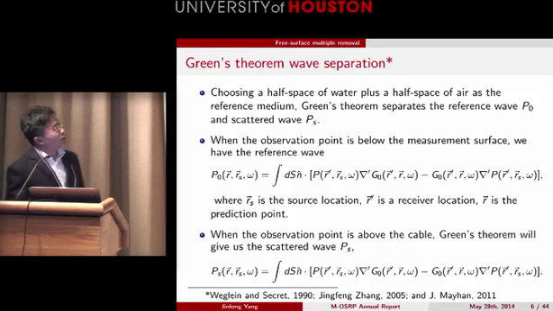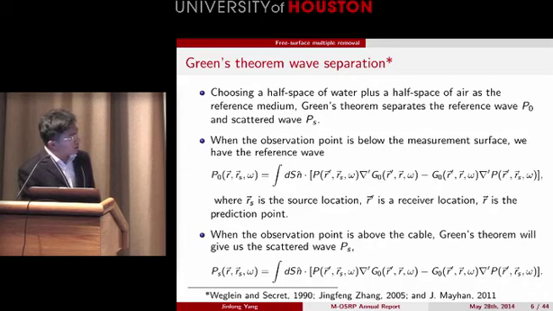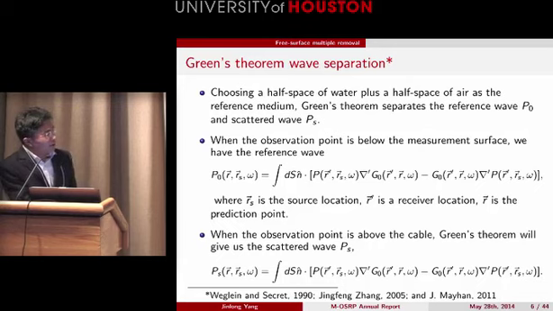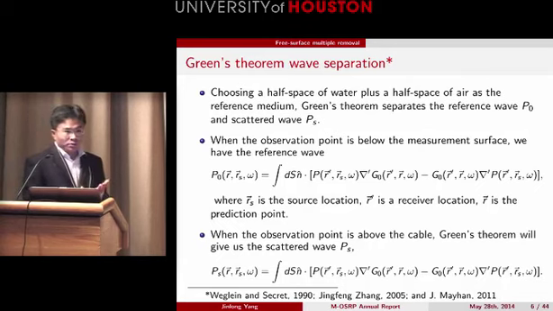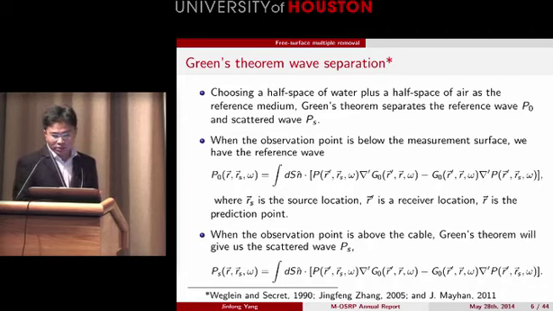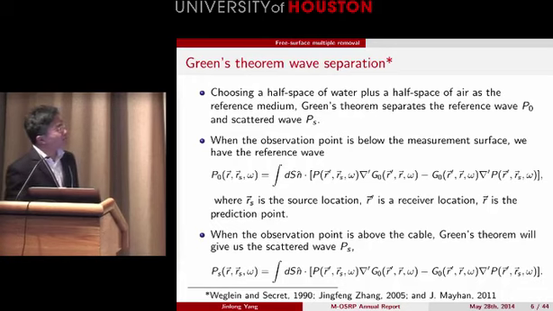Choosing a half space of water, this work was done by Dr. Weglein and Secrest in 1990, pioneered by Jinlong, and further developed by Dr. Mehan. First, we choose the reference as a half space of water plus a half space of air, and we can get the reference wave and the scattered wave by the Green's theorem method.